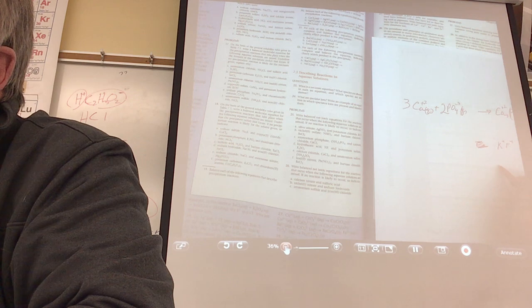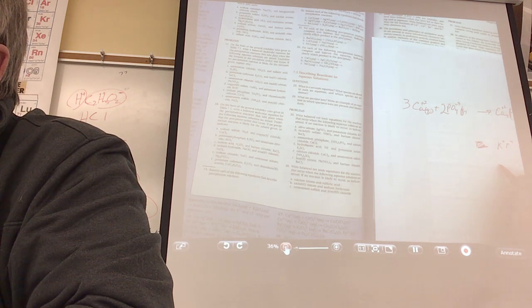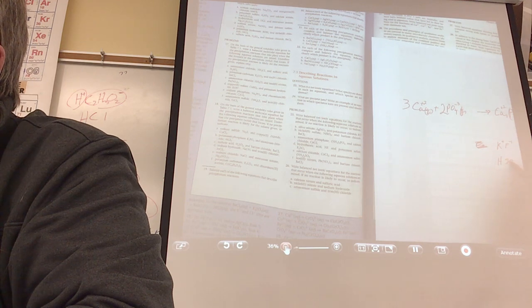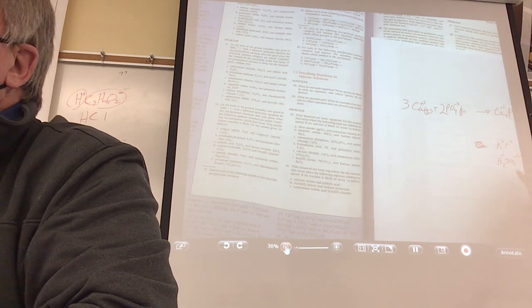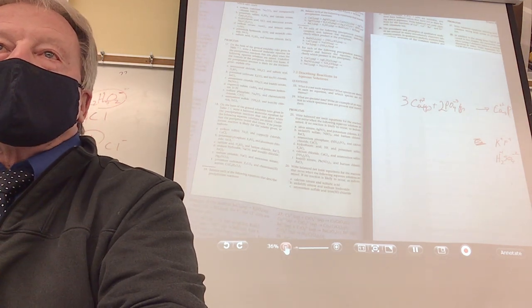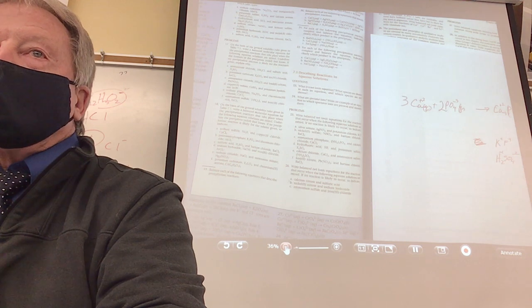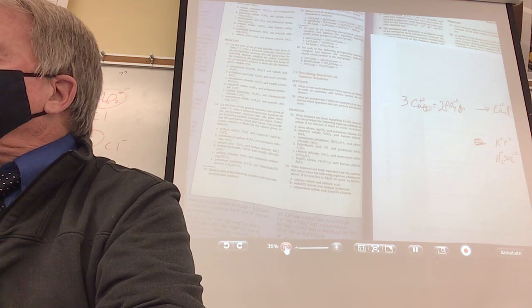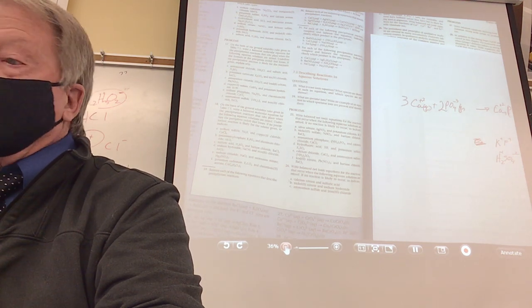It says hydrofluoric acid. Wait, hydrogen what? Hydrogen sulfate. Uh-oh. I need 2 of those, right? Those are the 2 products. What do you think? Either one of those going to be a precipitate? Either one of them going to be a solid? You can look it up.